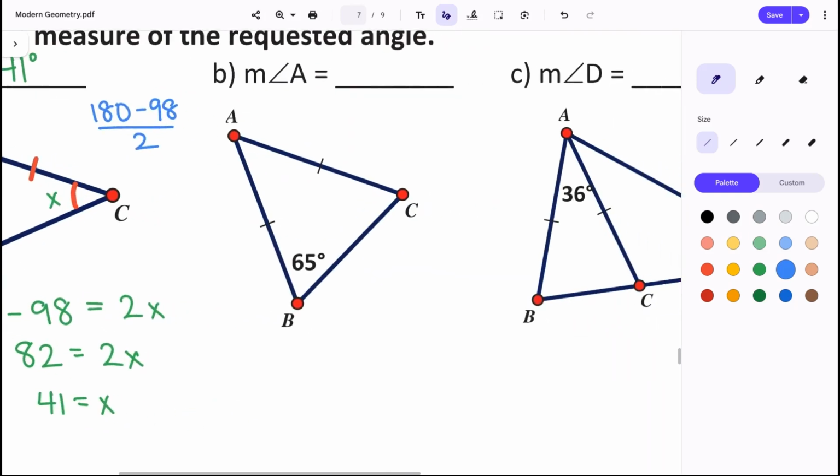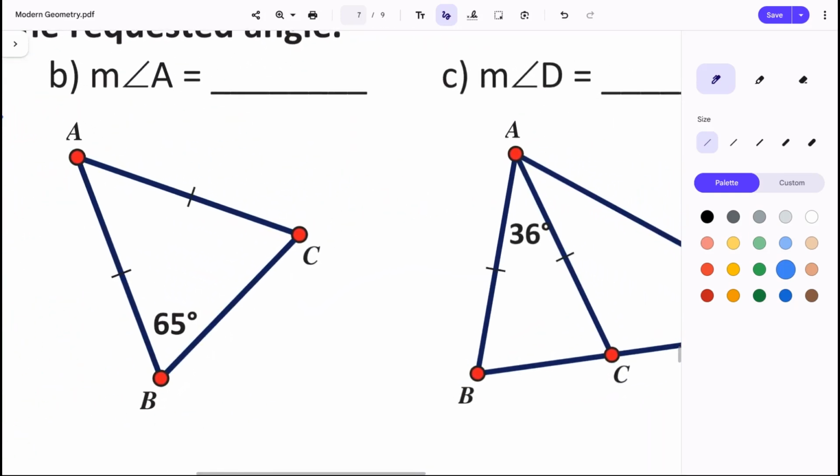All right, let's come over here to letter B. I want to find the measure of angle A. First thing I'm going to ask you guys is where are the base angles? B and C. And how do we know that those are the base angles? Because they're across from each other. Yeah, these sides are congruent. So directly across from those sides are your base angles. Good. So you know B is 65. So what else do we know then? C is also 65, because those are your base angles, so they have to be the same.